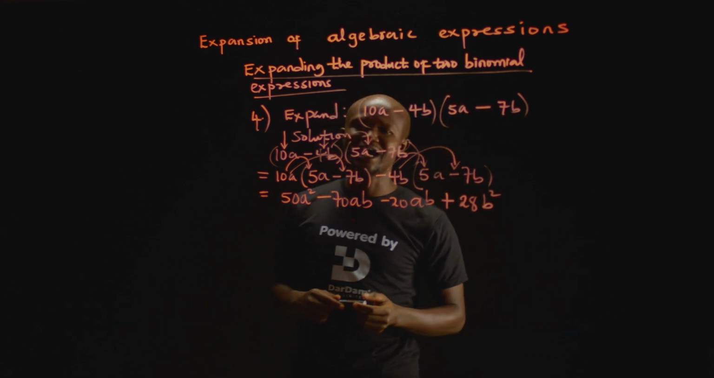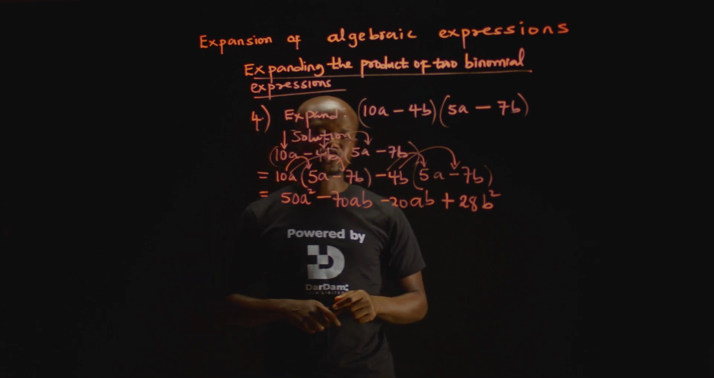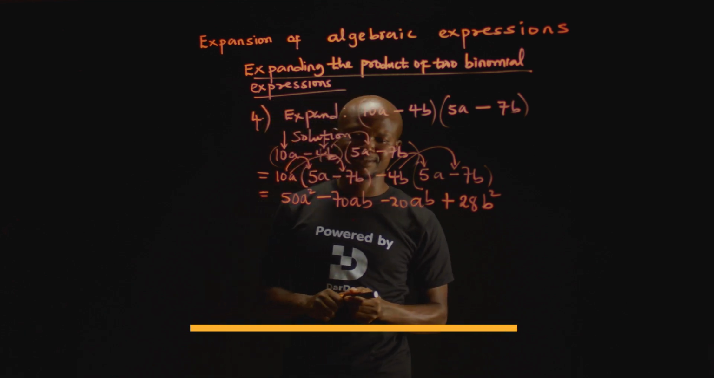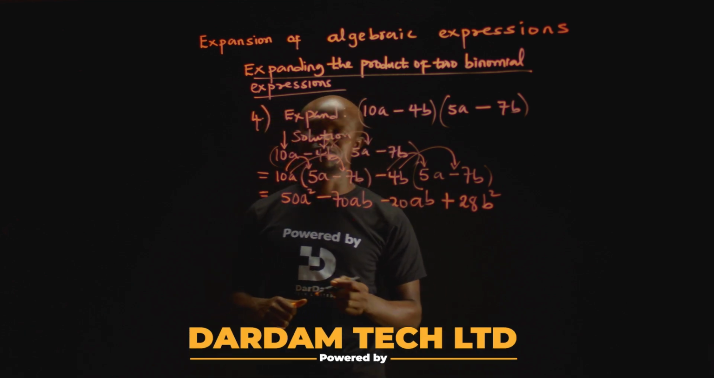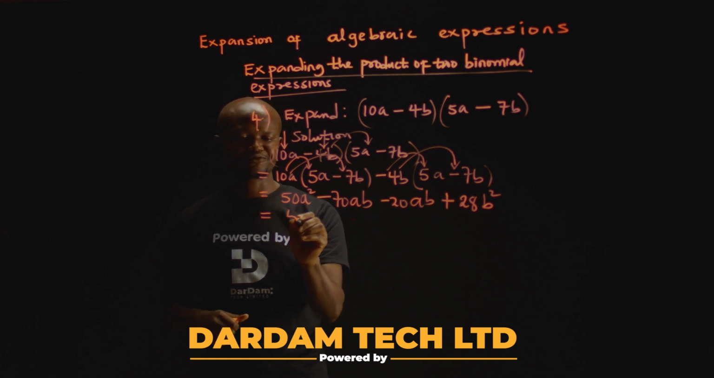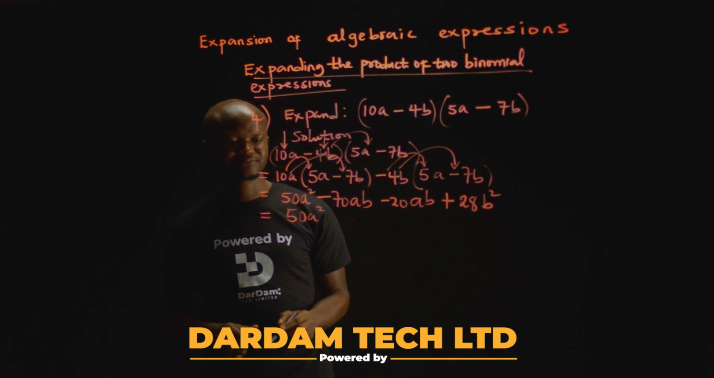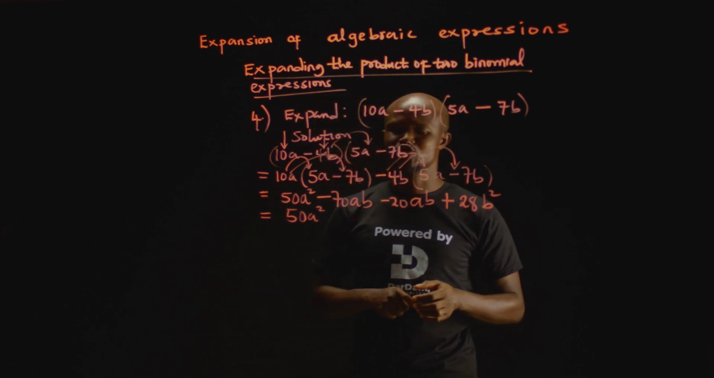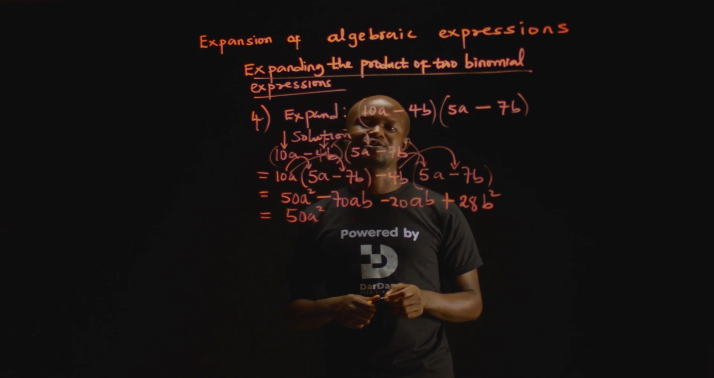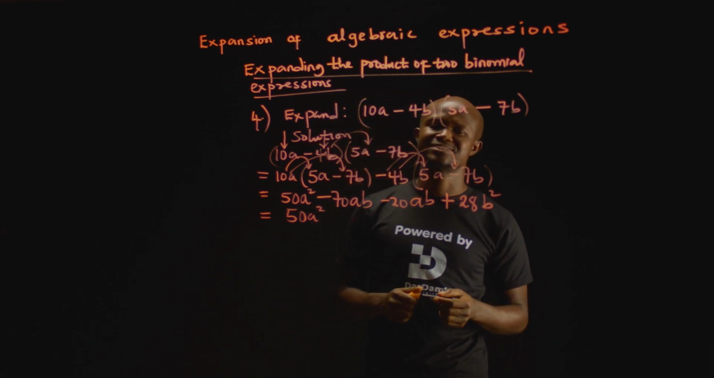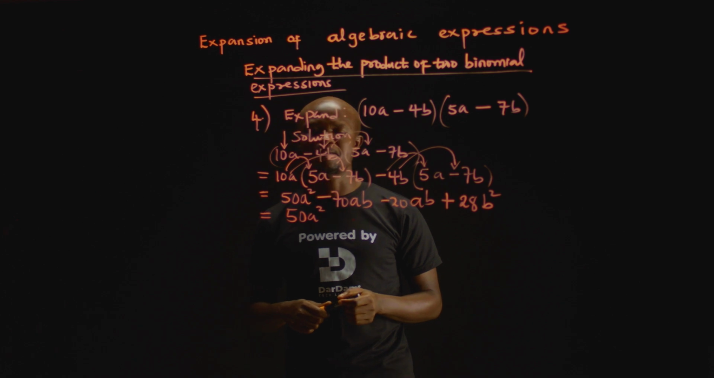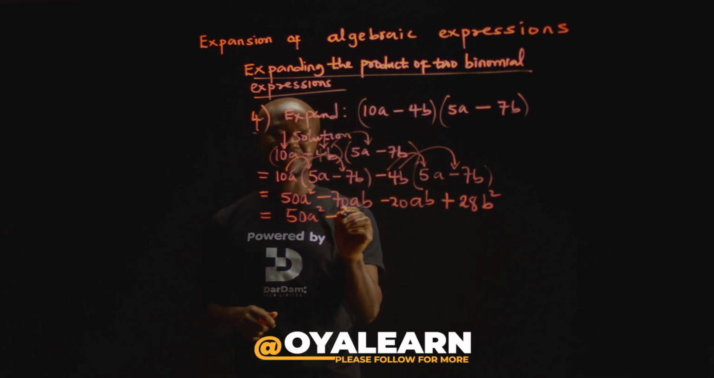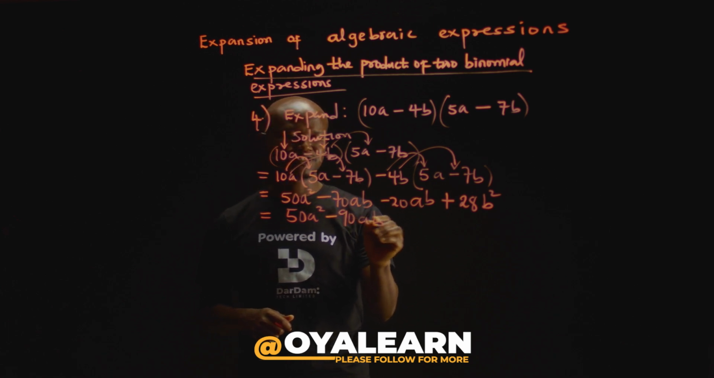Now, we have 4 terms. And the 2 terms at the middle are like terms. Hence, we add them together. So, we have 50a squared. Now, we have minus 70ab minus 20ab. Minus 70 minus 20 is same thing as what? Minus 90. So at the middle term, we are going to have minus 90ab.